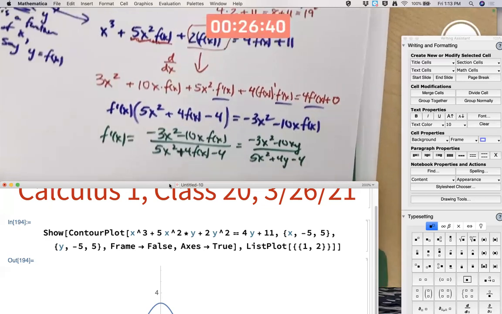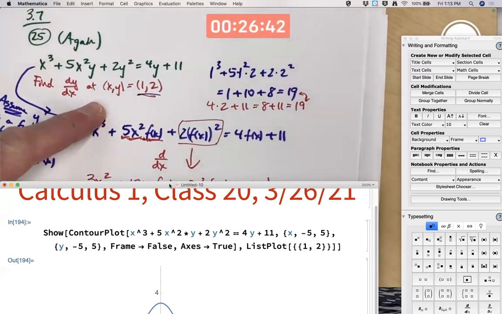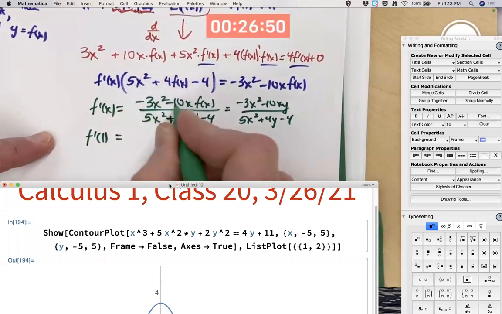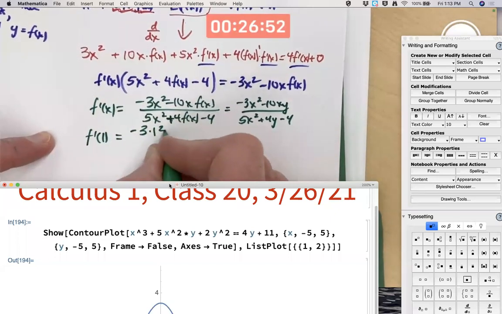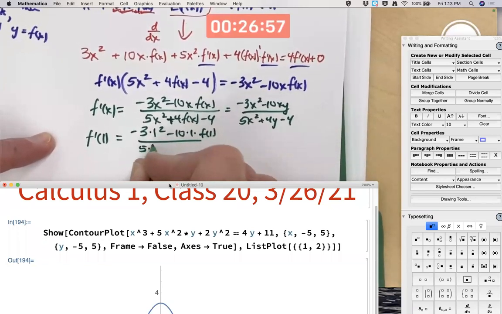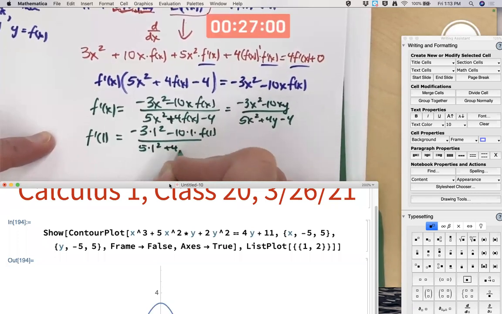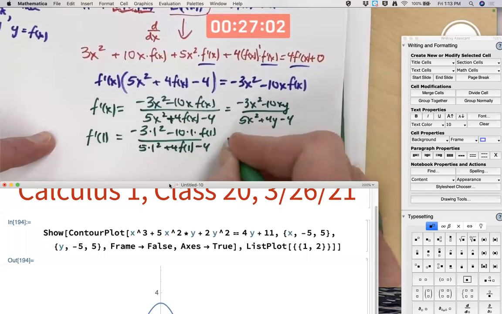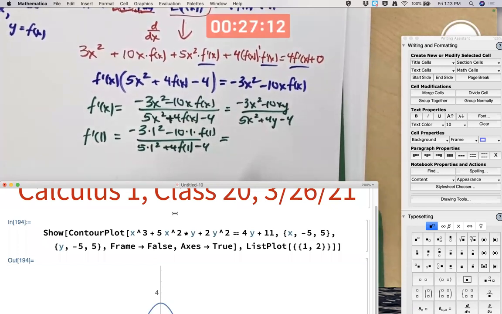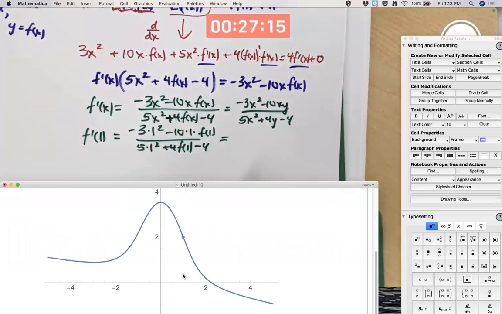We're not done because we want to find the derivative at this point when x is 1. F prime of 1 would be plug number 1 in for x, negative 3 times 1 squared minus 10 times 1 times f of 1 over 5 times 1 squared plus 4 times f of 1 minus 4. But what is f of 1? What's f of 1? 2, yeah. See, look at this picture. When x is 1, y is 2.